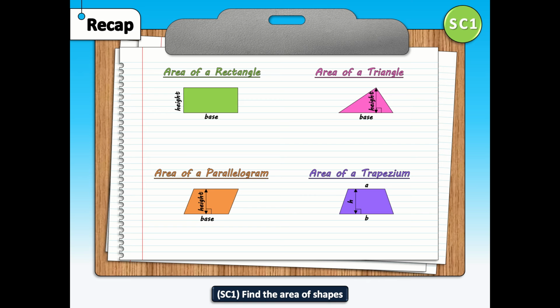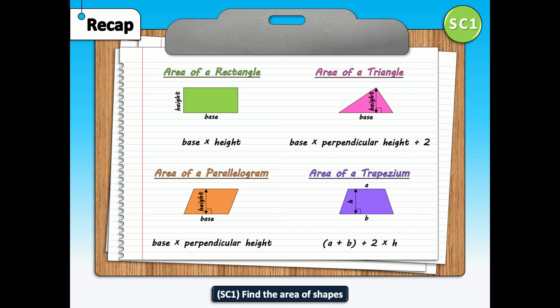So just as a recap, to find the area of a rectangle, you need to do the base times the height. To find the area of a triangle, you do the base times the height divided by 2. To find the area of a parallelogram, you do the base times the height. And to find the area of a trapezium, you need to add together the parallel sides, then divide by 2, and then times by the height.